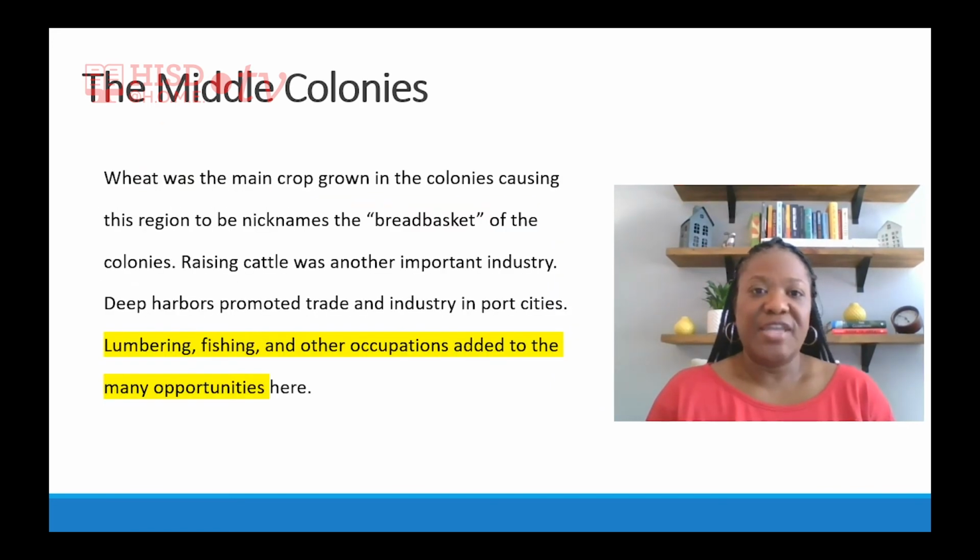An interesting fact about the Middle Colonies was that wheat was the main crop grown, and this caused the region to be named the breadbasket of the colonies. Raising cattle was another important industry here. Deep harbors promoted trade and industry in port cities. Lumbering, fishing, and other occupations added to the many opportunities here.